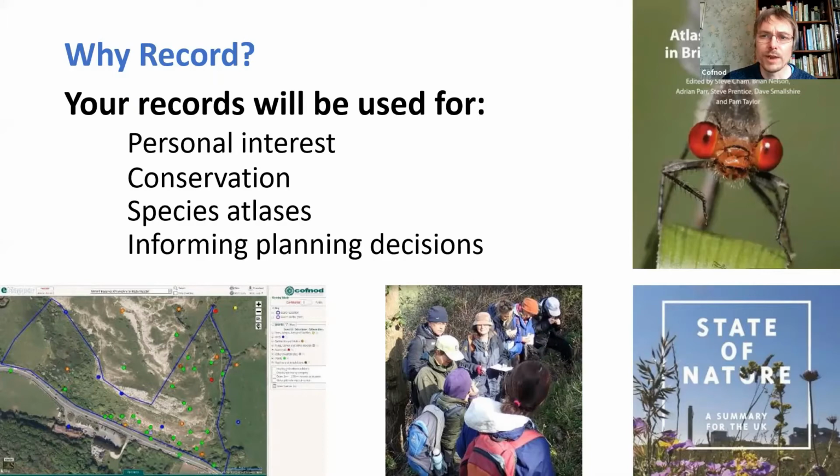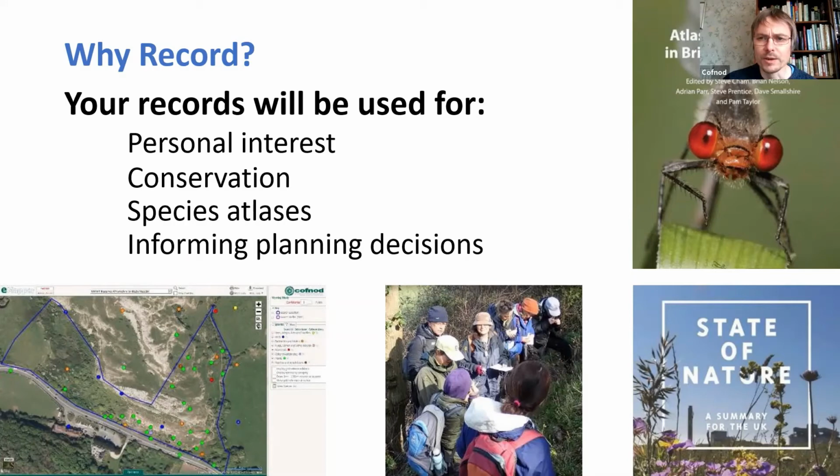Conservation reasons: records are very useful for informing conservation decisions. And then we have national species atlases. If you can participate in these, you're helping to fill in the picture across the whole of Britain. And of course, biological data is very useful for informing planning decisions. So if people don't know where unusual species are, they can't avoid damaging them if there's development or the like. So bear that in mind.